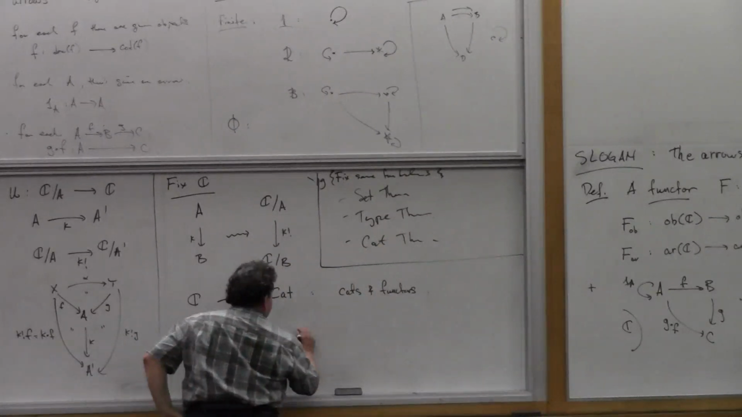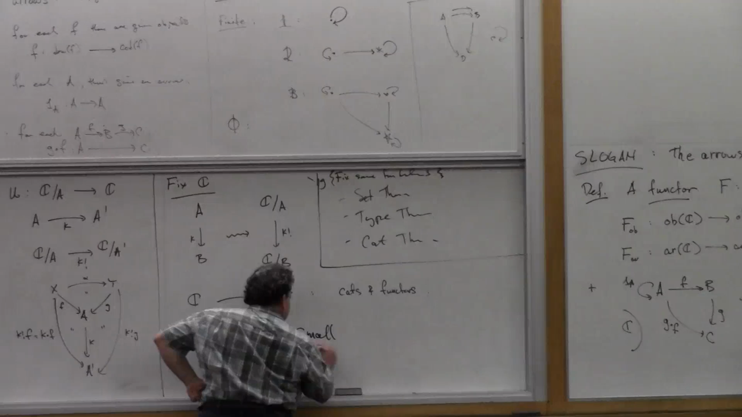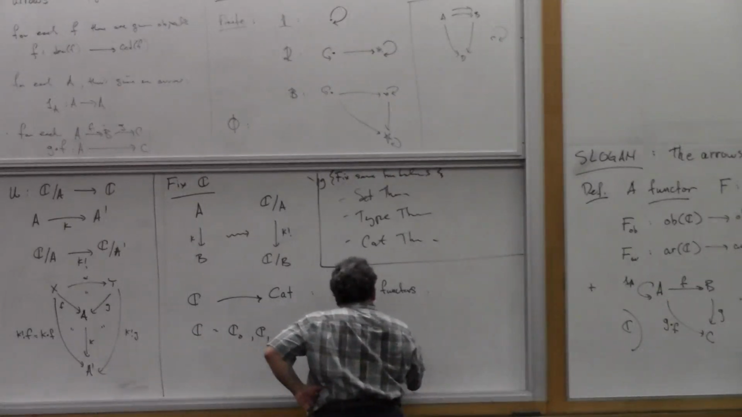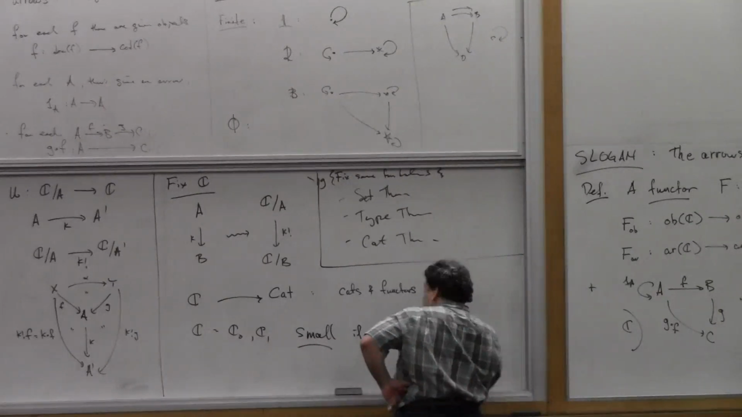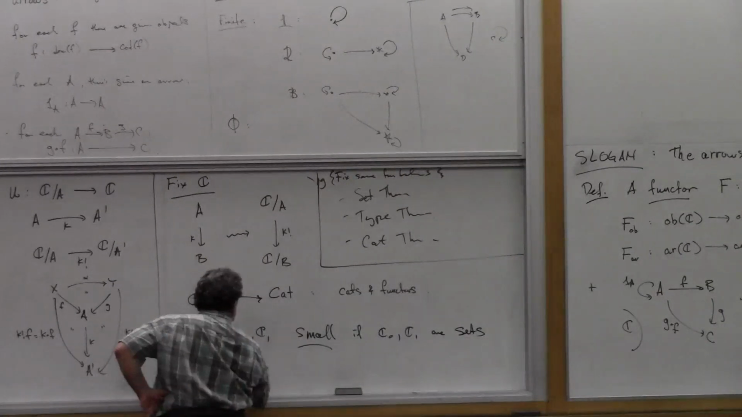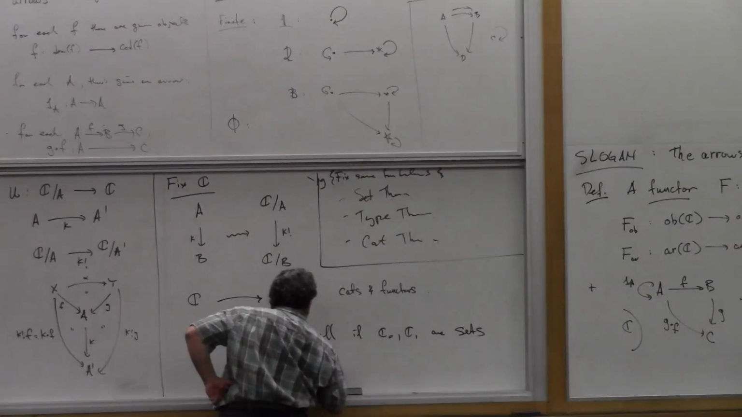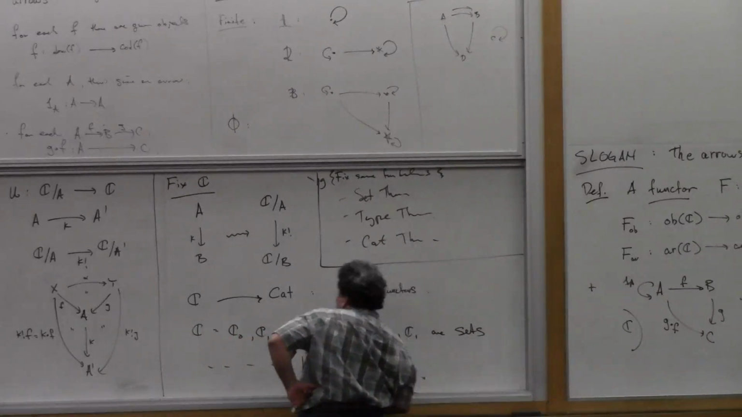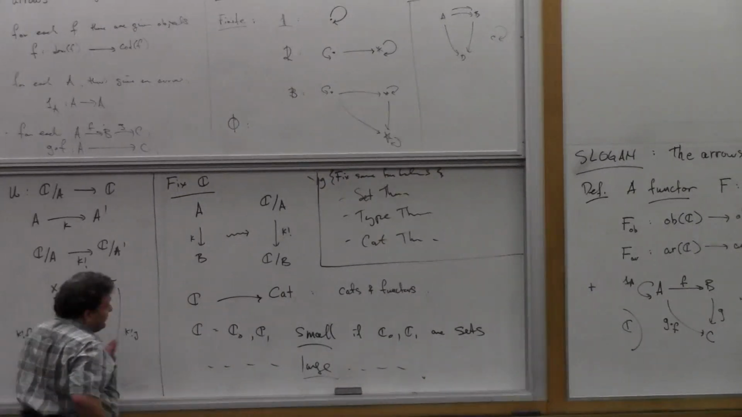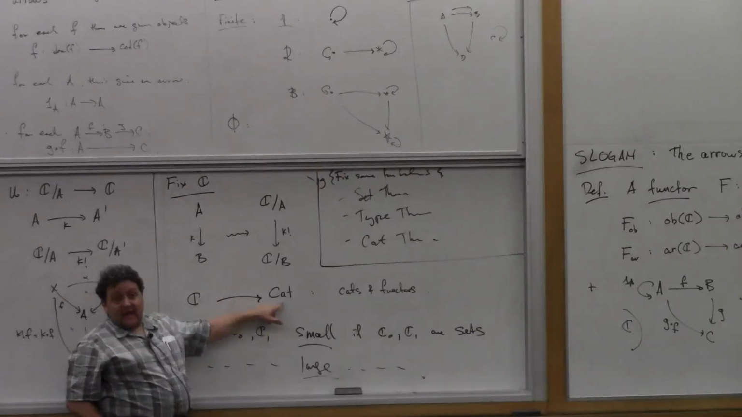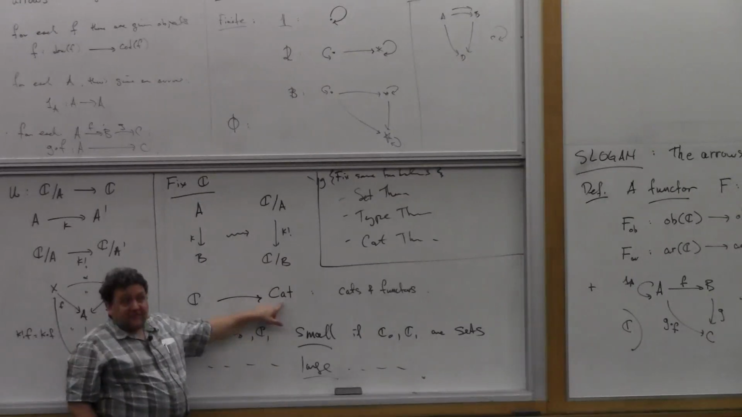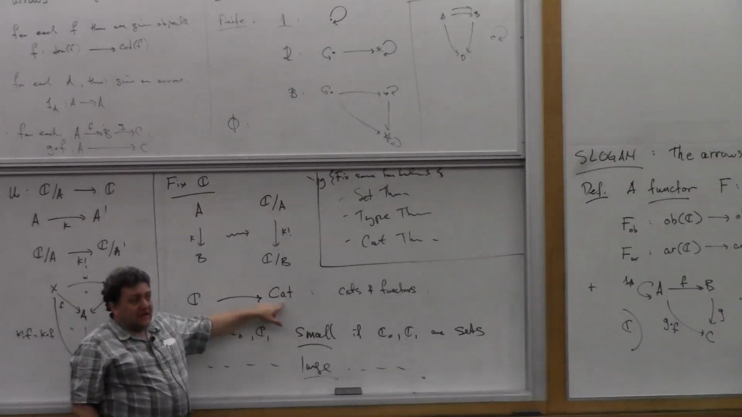So we'll say this is small, as a definition, if both C0 and C1 are, let's say, sets, just to be specific. And we'll say it's large otherwise. So that's just terminology, right? But it's a useful terminology because here we would say Cat is the category of all small categories. And then Cat itself is not small, right? By foundational principles, Cat itself must be bigger.